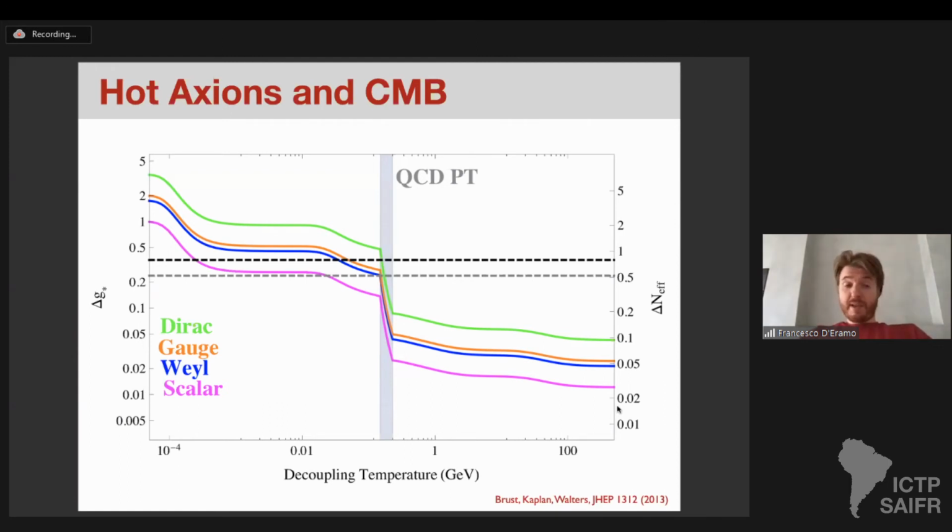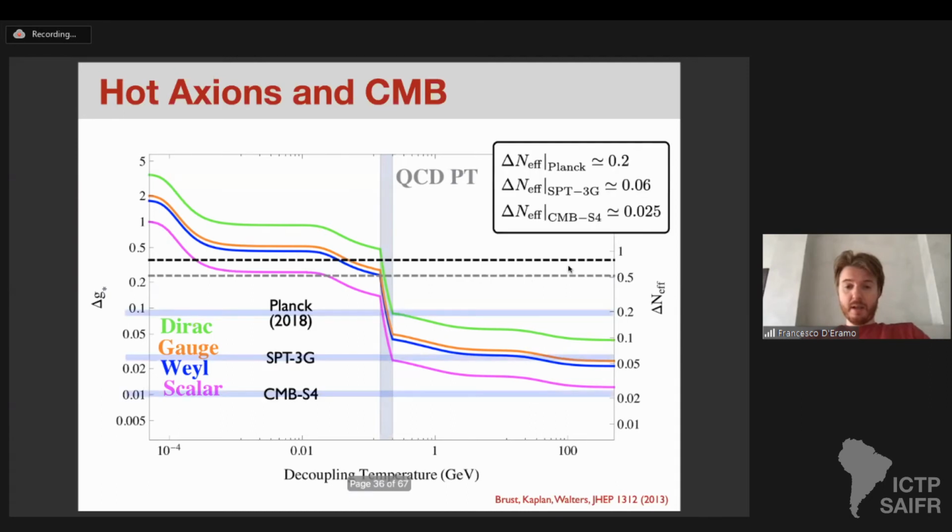The reason for this behavior is that g star, the number of degrees of freedom in the plasma, is decreasing with temperature because standard model species are going non-relativistic. You can look, for example, at the calculation I did for the hot relics, and you see that the abundance had a g star at the decoupling temperature in the denominator. So you can look back at that derivation, and you understand why the contribution to delta N effective, which is a contribution to the density of these particles, is going up as I consider lower temperatures.